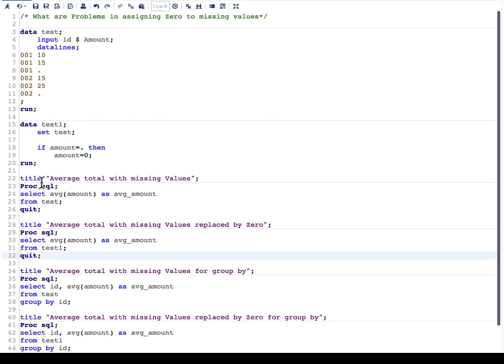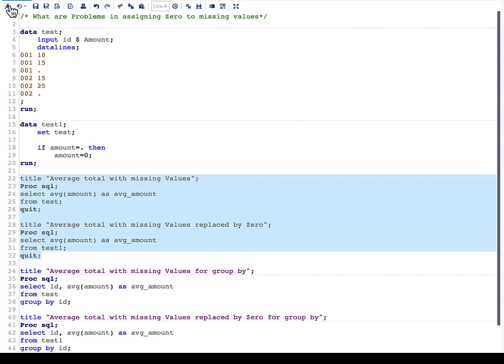Here I have written proc sql, select avg(amount) as avg_amount from test, and I also have a title for that saying average total with missing values. Exactly similar code is in the next proc sql step, but the only thing changing here is the dataset name, that is test1, and the title says average total with missing values replaced by 0. Now let me quickly run both of these proc sql steps and see our result.